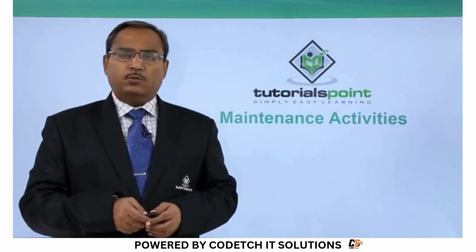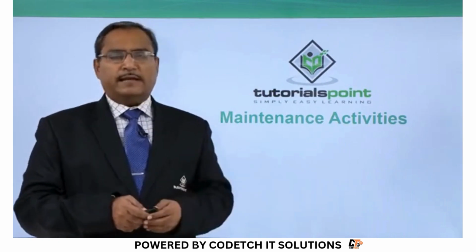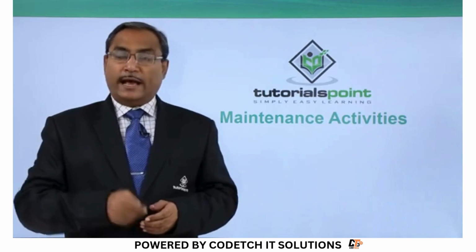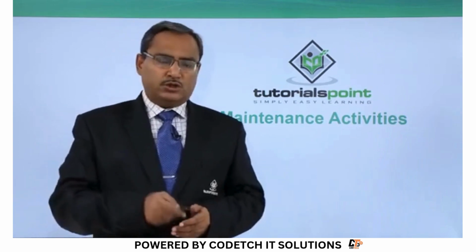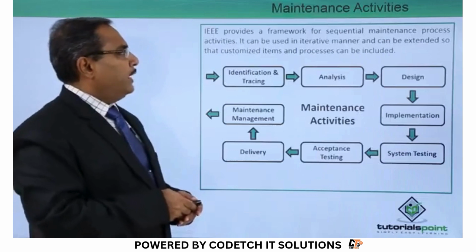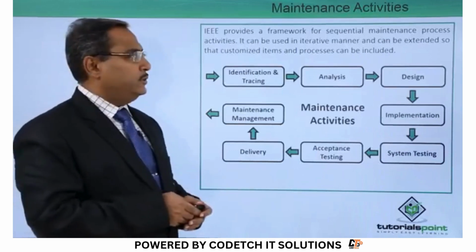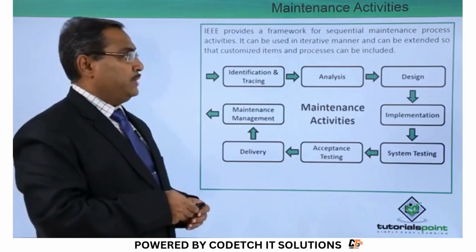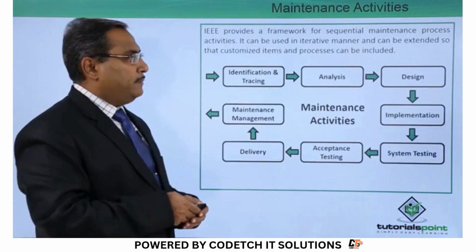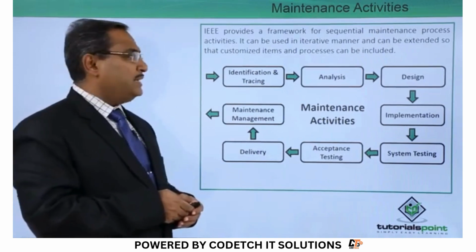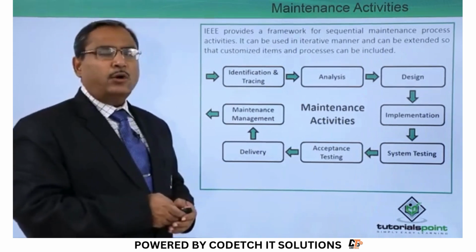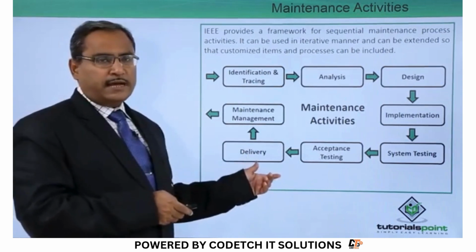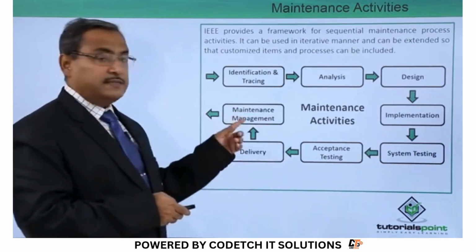IEEE has provided a framework for these maintenance activities. We are going to discuss that, and that maintenance activity has multiple different phases, so let us go through that. IEEE provides a framework for sequential maintenance process activities, and it can be used in an iterative manner and can be extended so that customized items and processes can also be included. So these are the respective maintenance activities, and there are multiple different phases.